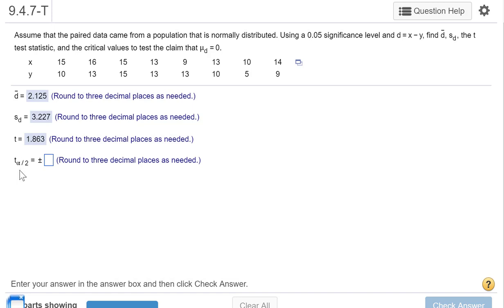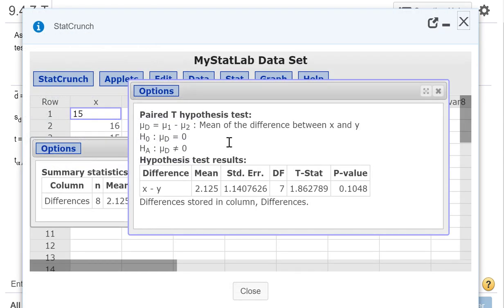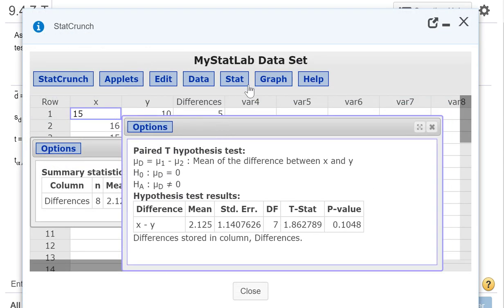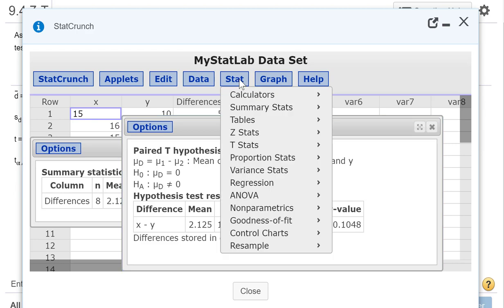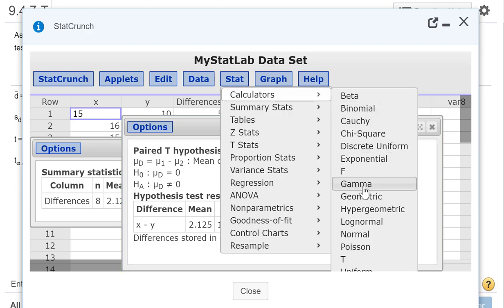And finally, the critical values. Now we're not going to be doing these by hand. This problem sort of is geared to that. So I want to show you how you can do this again using StatCrunch. I'm going to do it using an applet. So I'm going to go to Stat, Calculators, and it is a T calculator that I need.